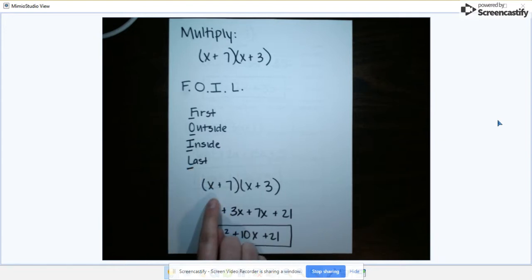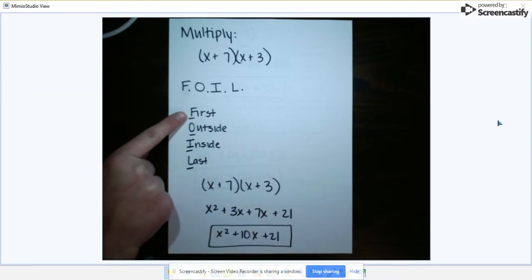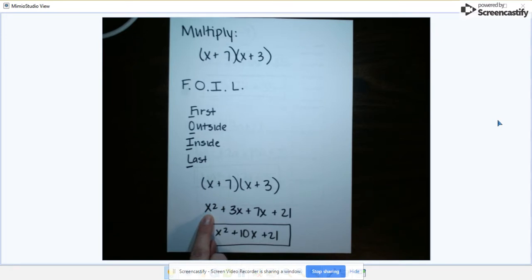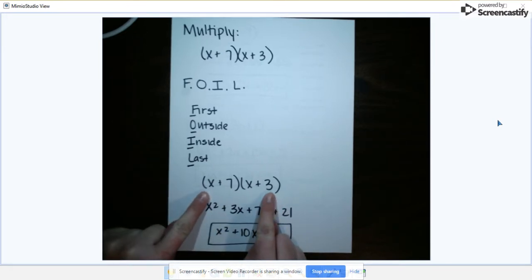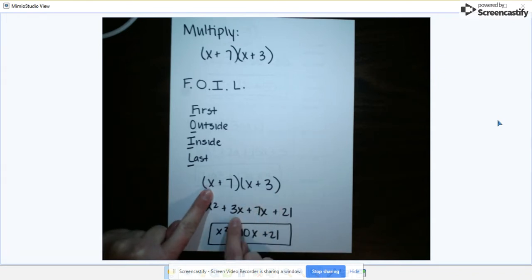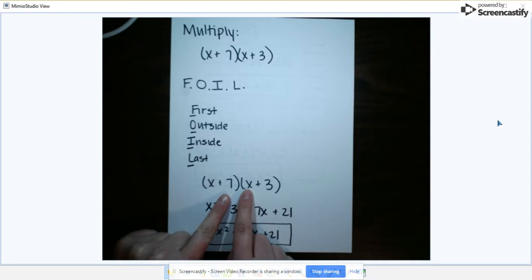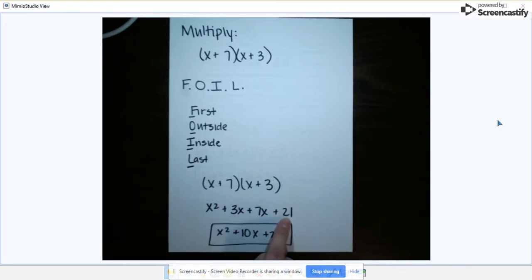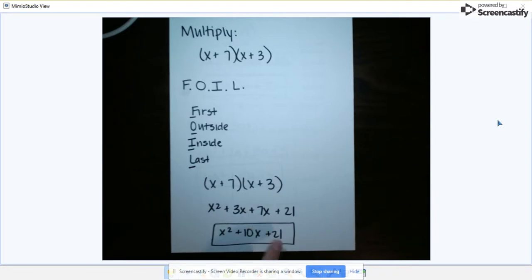So what that means is when I take my two binomials, the F stands for first, so I take the first term in each parenthesis. So x times x gives me x squared. O stands for outside, so here are our outside terms. x times 3 is a 3x. I is inside, so 7 times x is 7x. And then L stands for last term in both parentheses, so 7 times 3 gives me 21. Now you always have to look at this and see, can I simplify or combine anything? And you can simplify, in this example, your middle two terms. So 3x plus 7x is where we get this 10x in the middle.